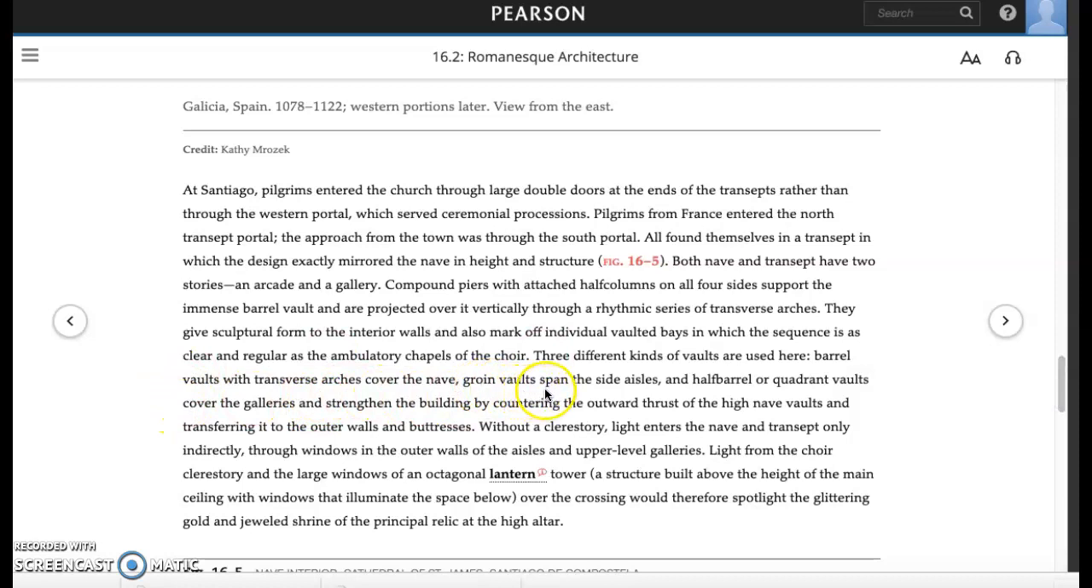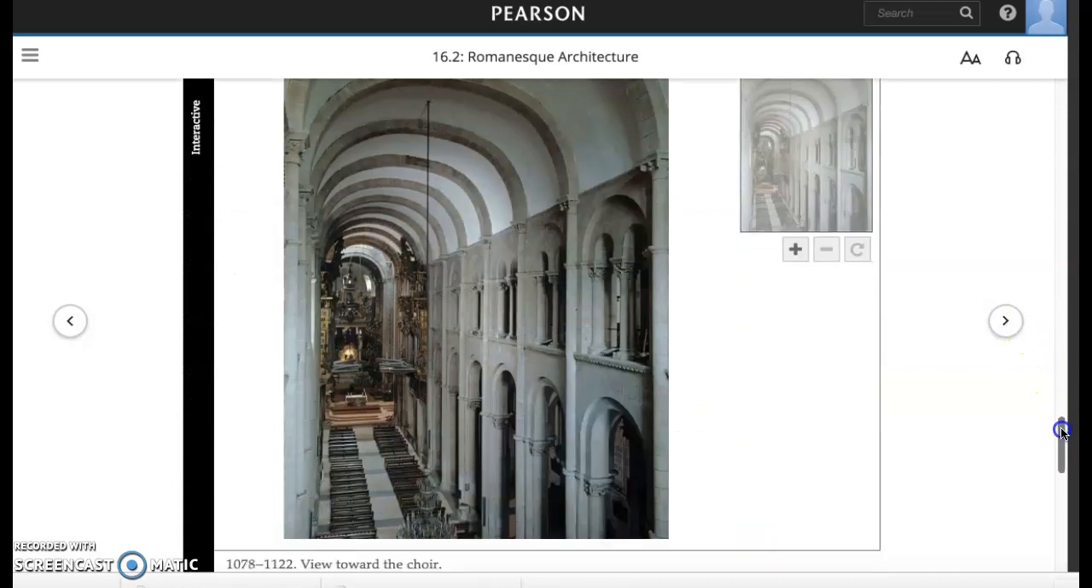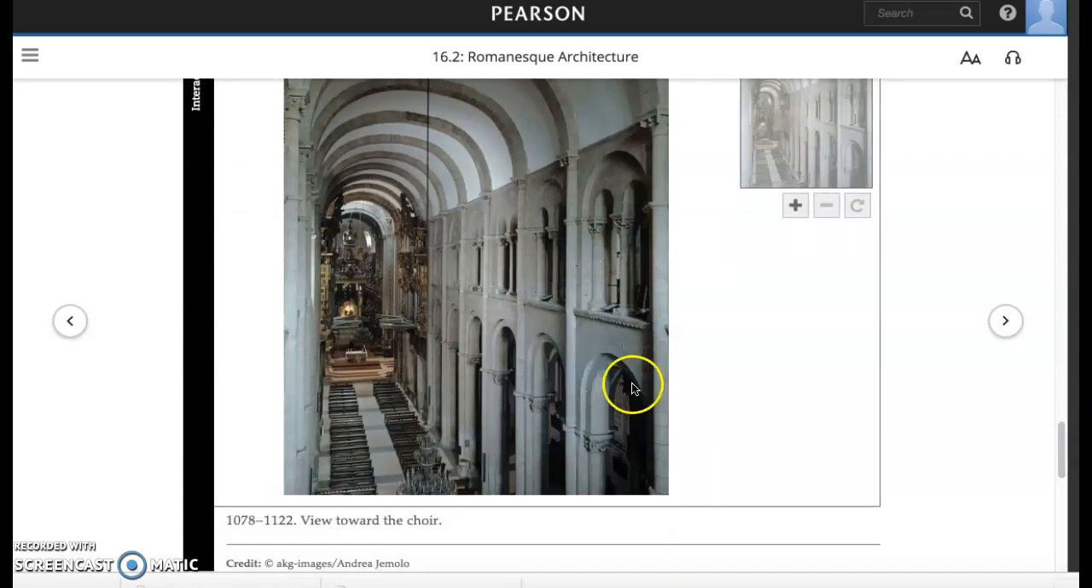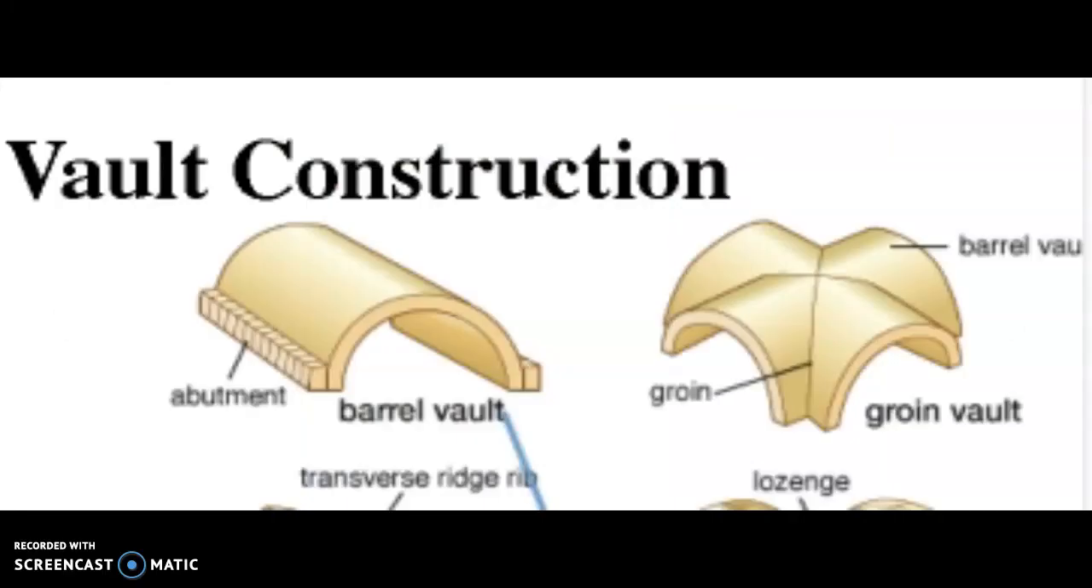Groin vaults span the side aisles. Okay, groin vaults, you can't really see in here. It's too bad they didn't show you a picture of one, so I will. So vault construction, you know what a barrel vault is. A groin vault is just 2 barrel vaults that are intersecting perpendicularly at right angles like 2 pipes. Okay, so they're a groin because they're the meeting of 2 barrel vaults.